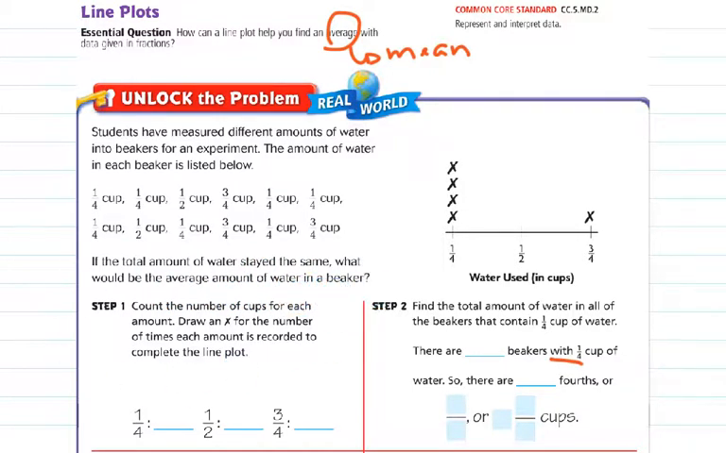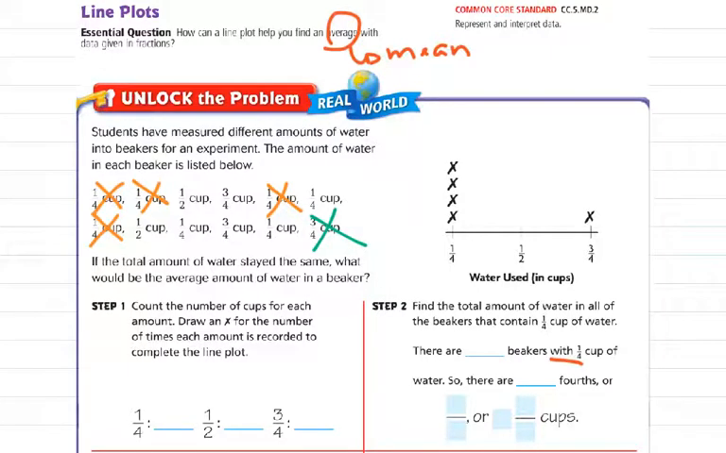So step 1, it says count the number of cups for each amount and then draw an X for the number of times each amount is recorded to complete the line plot. So what we see is that they started here with the line plot, and we're going to make sure that we can finish this line plot. We can see that they counted several of the 1/4 cups already. So they counted 1/4, 1/4, 1/4, 1/4, which was one whole cup. We see that they counted 1 of the 3/4, and we can now continue to count the rest of them.